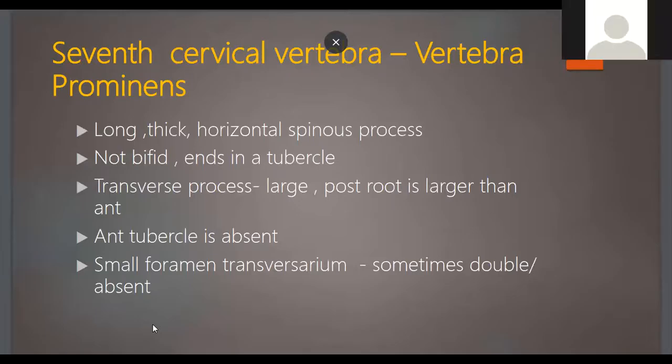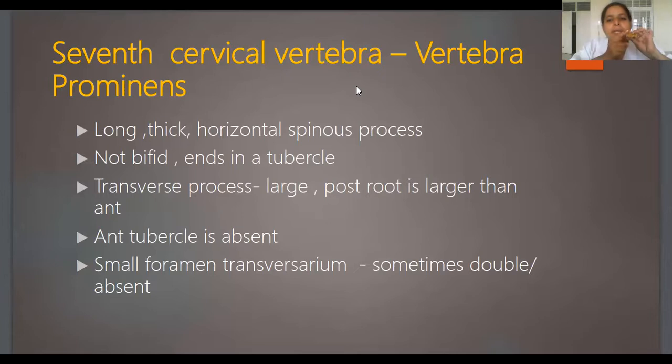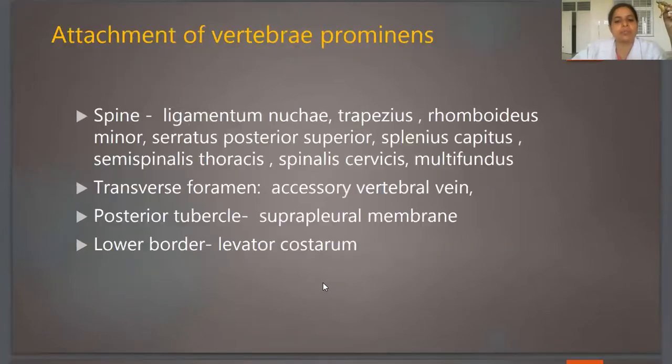Now let us discuss with the help of the slide. Let us see the seventh vertebra. This is the long spinous process you are finding, which is not bifid, where it is ending in a tubercle. The transverse processes also are comparatively large. The posterior root is larger than the anterior root. Anterior tubercle is absent. Small foramen transversarium only because it is passing the vein. Sometimes it may be double and sometimes the foramen transversarium may be absent. Don't worry, such variations usually exist.